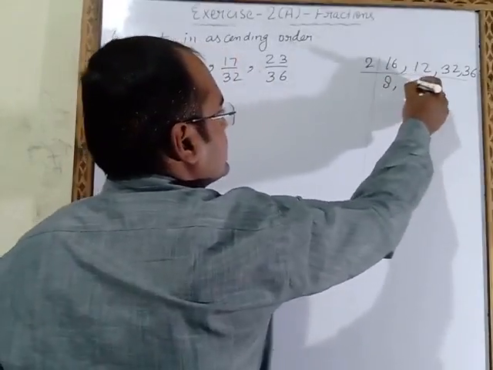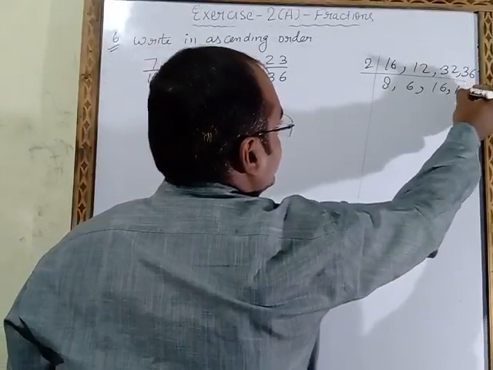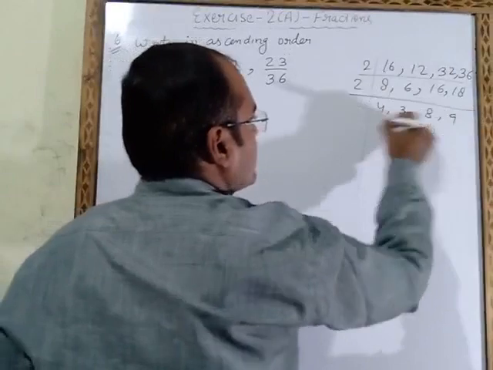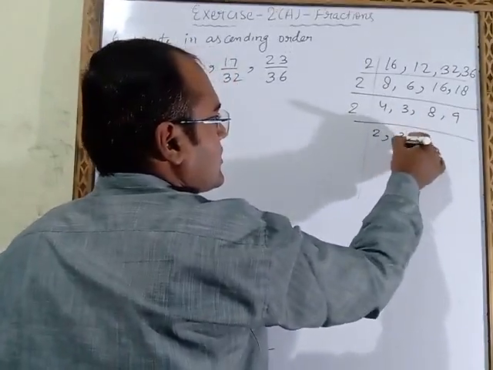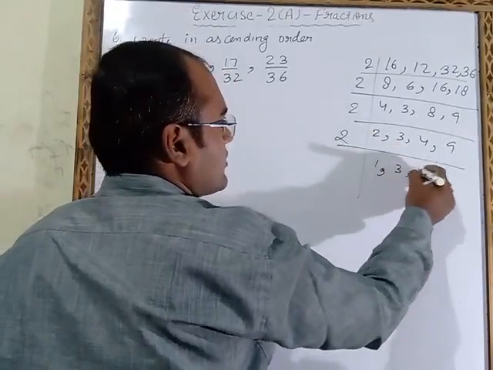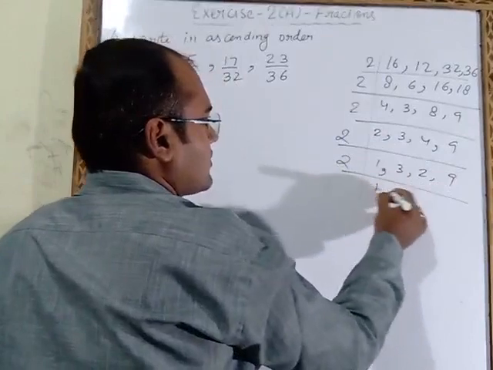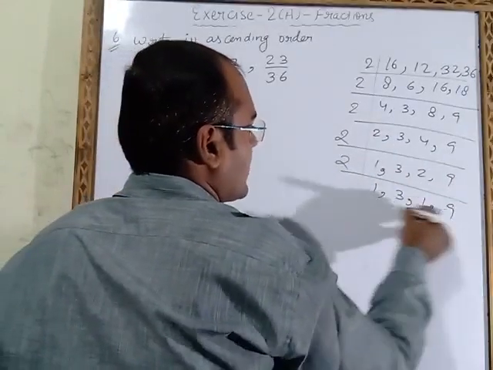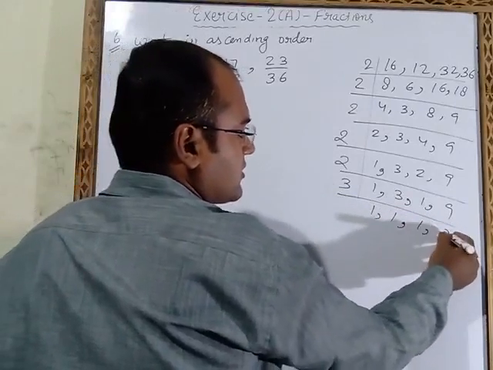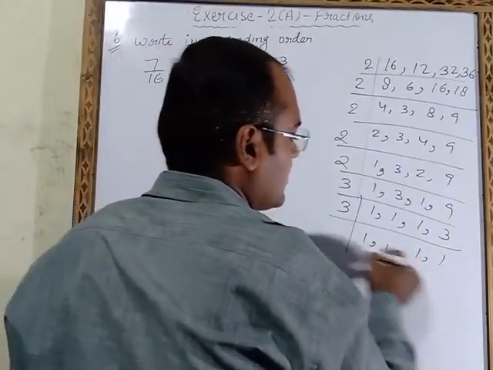2 8s are 16, 2 6s are 12, 2 1s are 2, 2 6s are 12, 2 18s are 36. 2 4s are 8, 2 3s are 6, 2 8s are 16, 2 9s are 18. 2 2s are 4, 3, 2 4s are 8, 9. 2 1s are 2, 2 2s are 4, 9. 2 1s are 2, 9. Now with 3: 3 1s are 3, 3 3s are 9. Again with 3: 3 1s are 3.